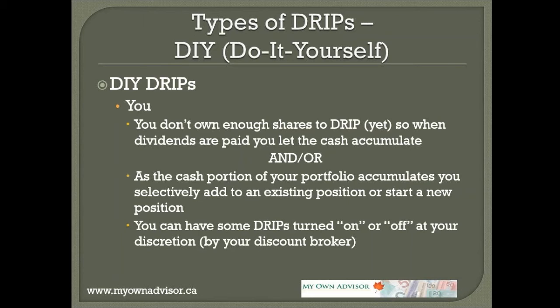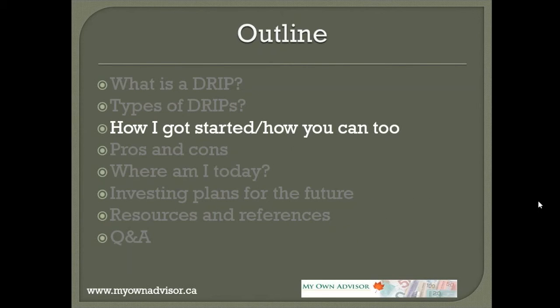So for an example, if you think about a bunch of stocks maybe in your TFSA, you've got Fortis, Bell, you don't have to, even if the dividends are coming in to the amount where it will buy one full share, necessarily turn on the DRIP. You can turn it on or off with your broker. So it is a little bit like I was saying, it's like a tap. You can shut off the tap, just let the cash flow in, or you can turn on the tap and basically let the DRIPs run. Okay, so how I got started and how you can too.